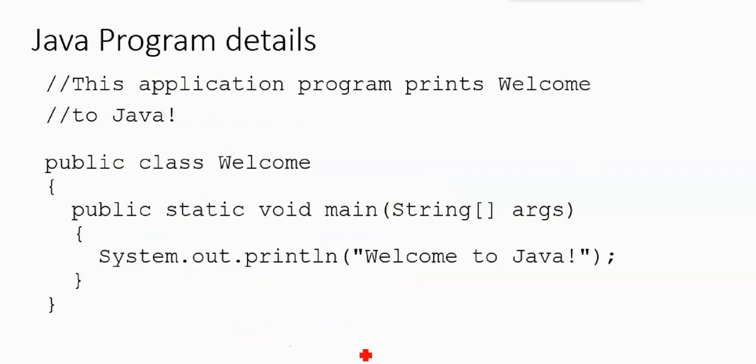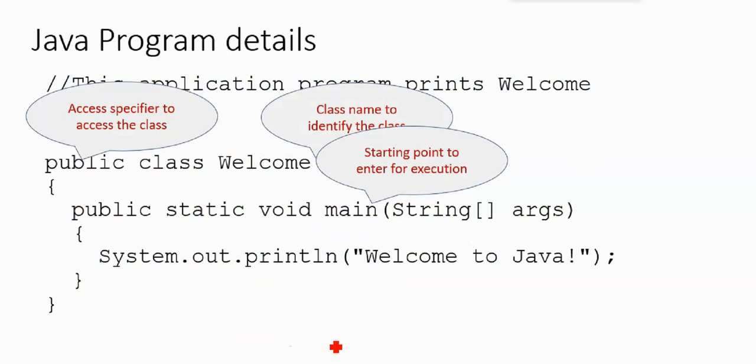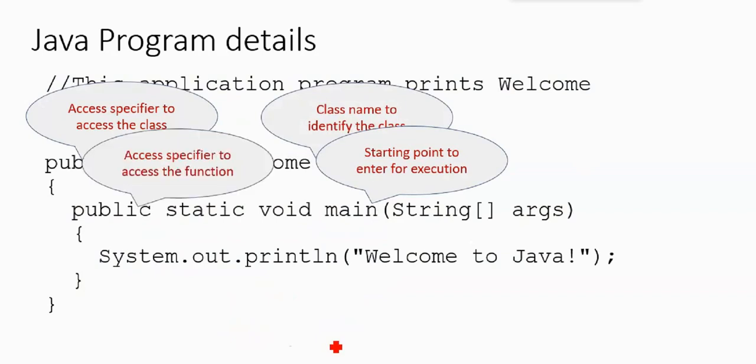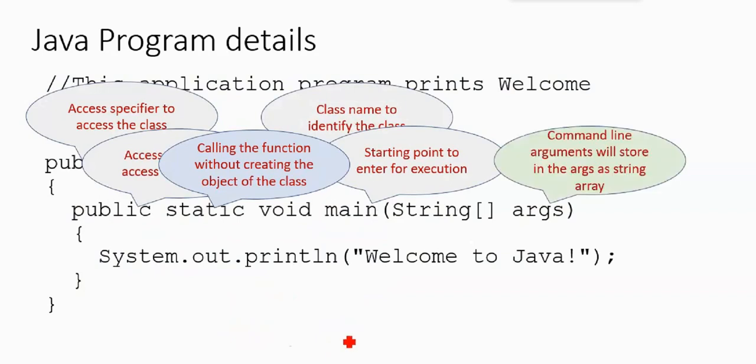In the program we have the access specifier, class name as identification, and the string, execution, main function as the starting point, public to be publicly accessible, and static, to call the function without creating an object or instance of the class. Then command line arguments, which we can pass as string arguments.